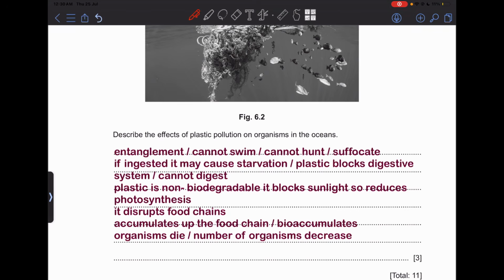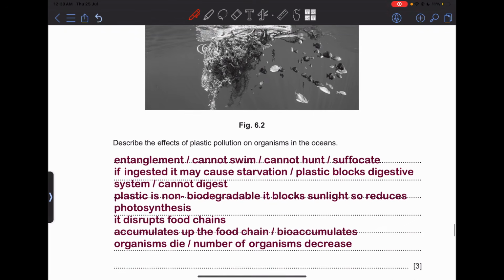And for example, a fish can mistake a piece of plastic for food, so it will eat that plastic, and then it is going to be blocking off their digestive system, so their stomach will not be able to digest anything. So if they eat anything else, it will be blocked because they cannot digest. So this is going to lead to the death of many fish inside of the sea.